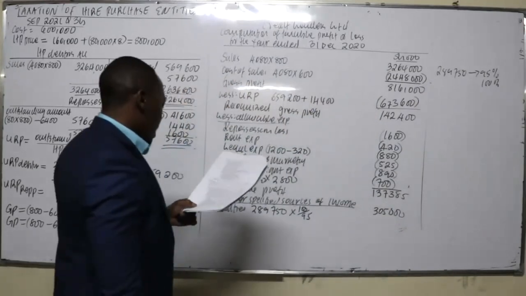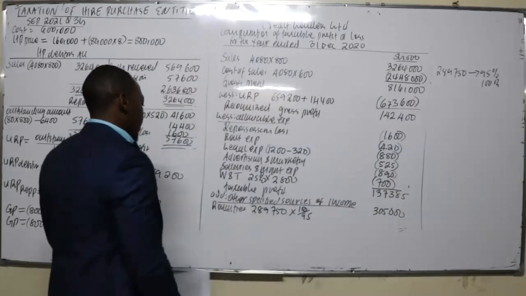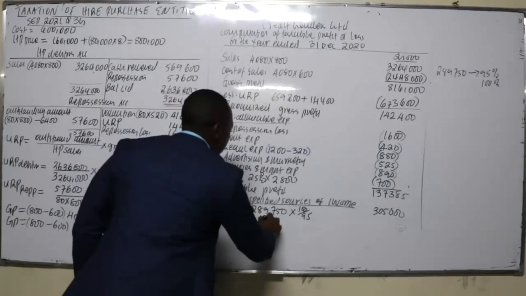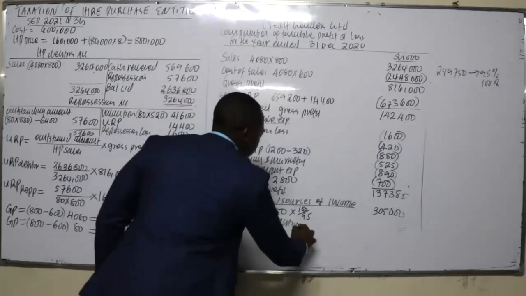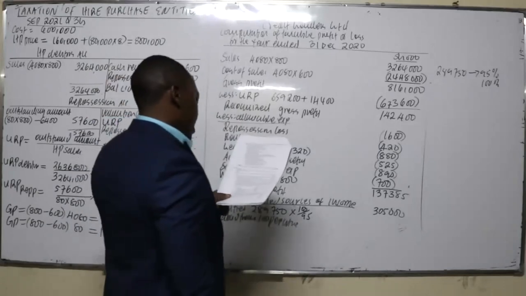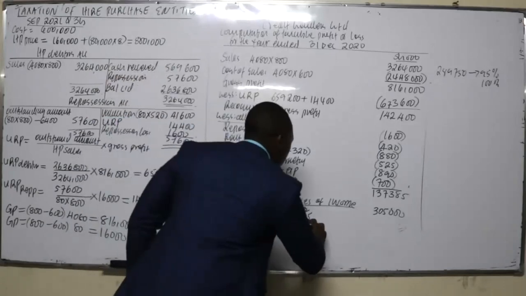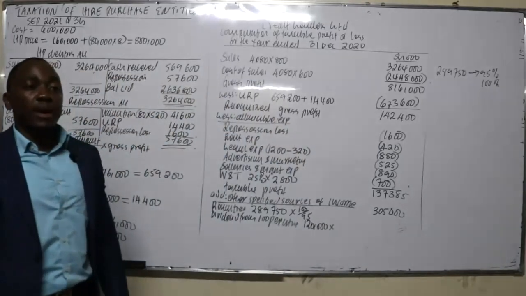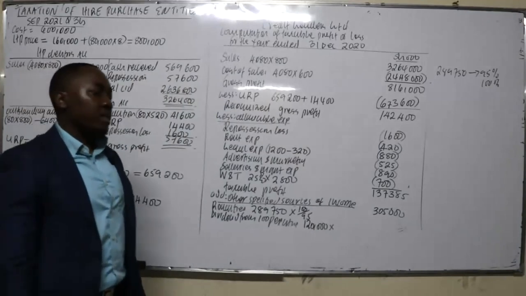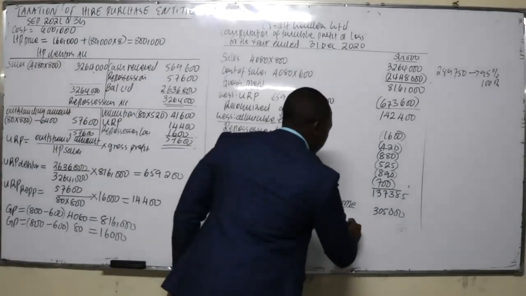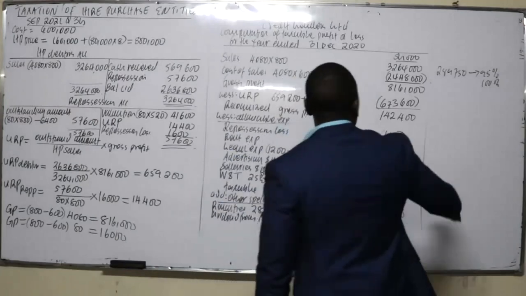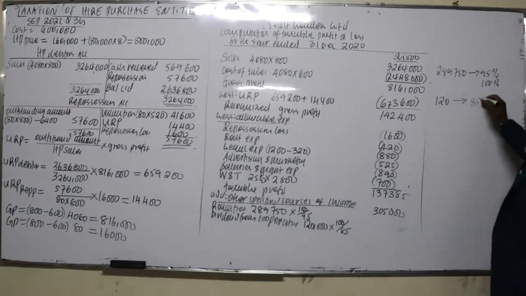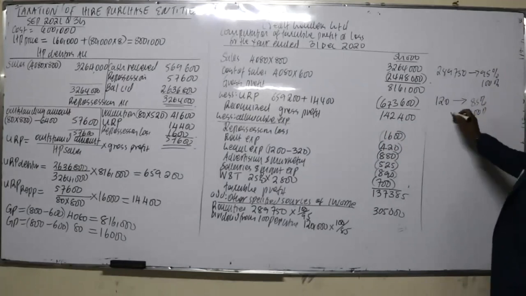305,000. Then there was dividend from Uzima Cooperative. Dividend from cooperative, 120 net of withholding tax. So that withholding tax on dividend from cooperative and SACCO and interest is at the rate of 15%. So we take 100 over 85. This is what it means. 120. They have already deducted 15%. So it's equivalent to 85%. What about 100?